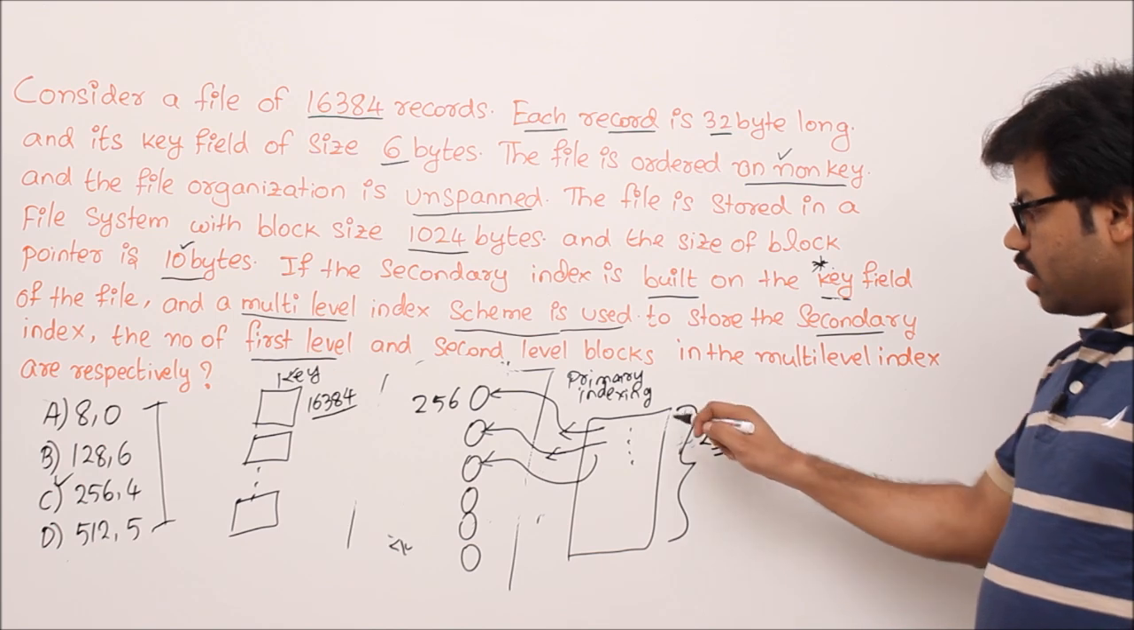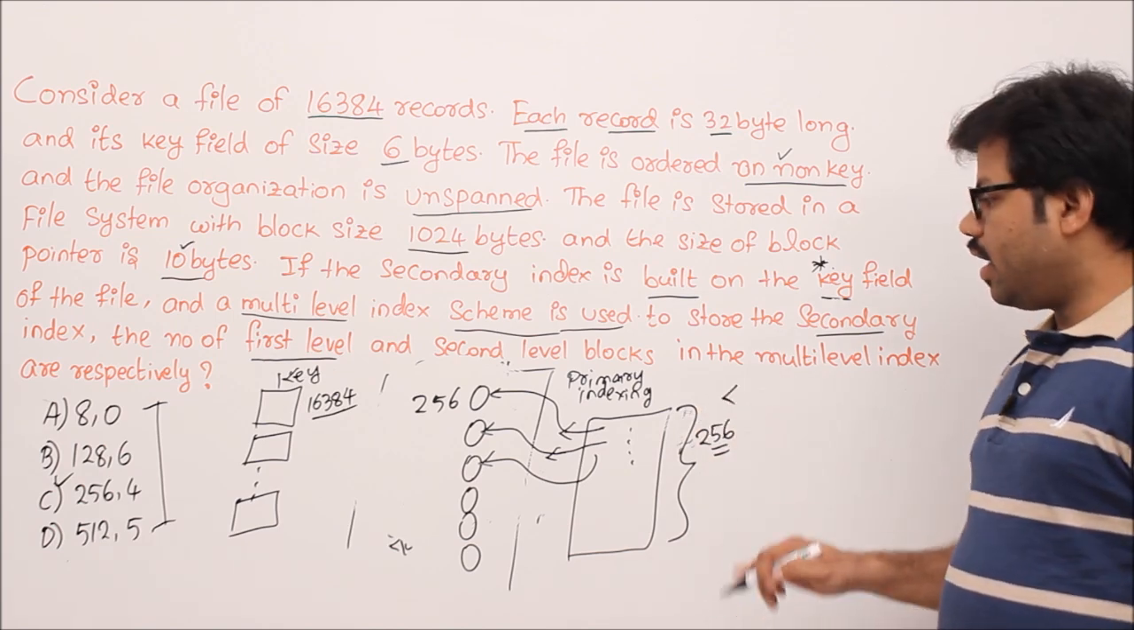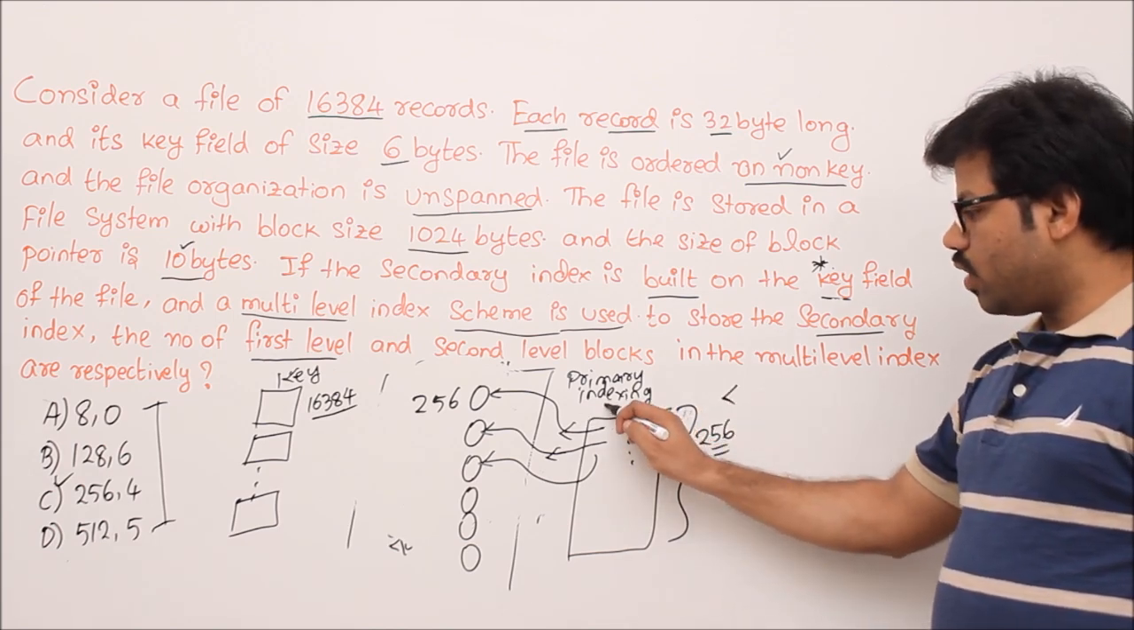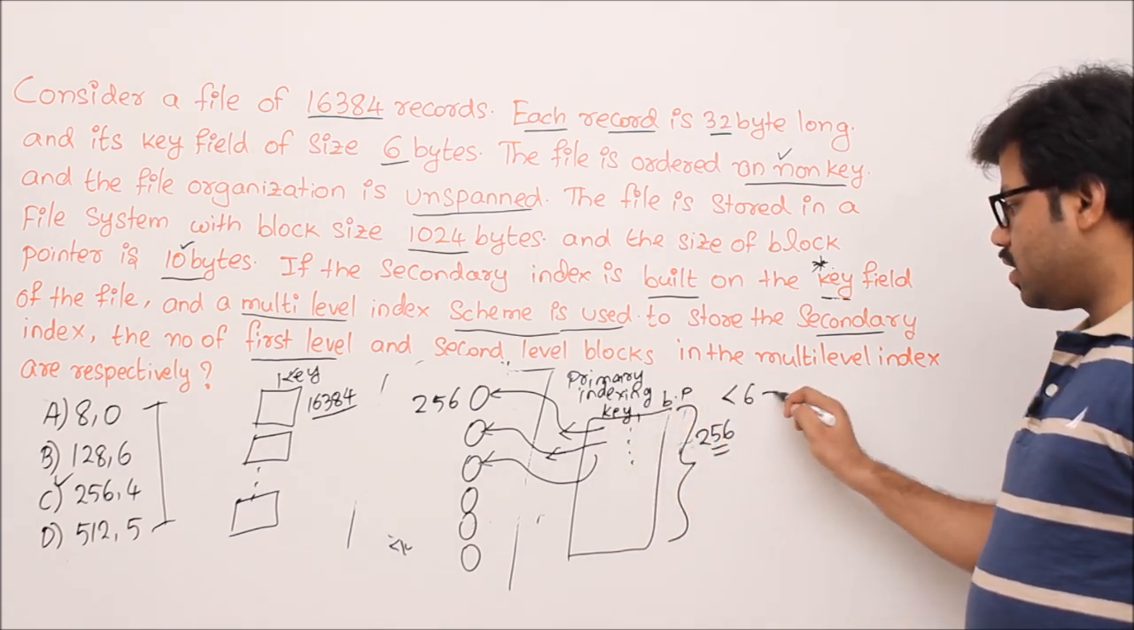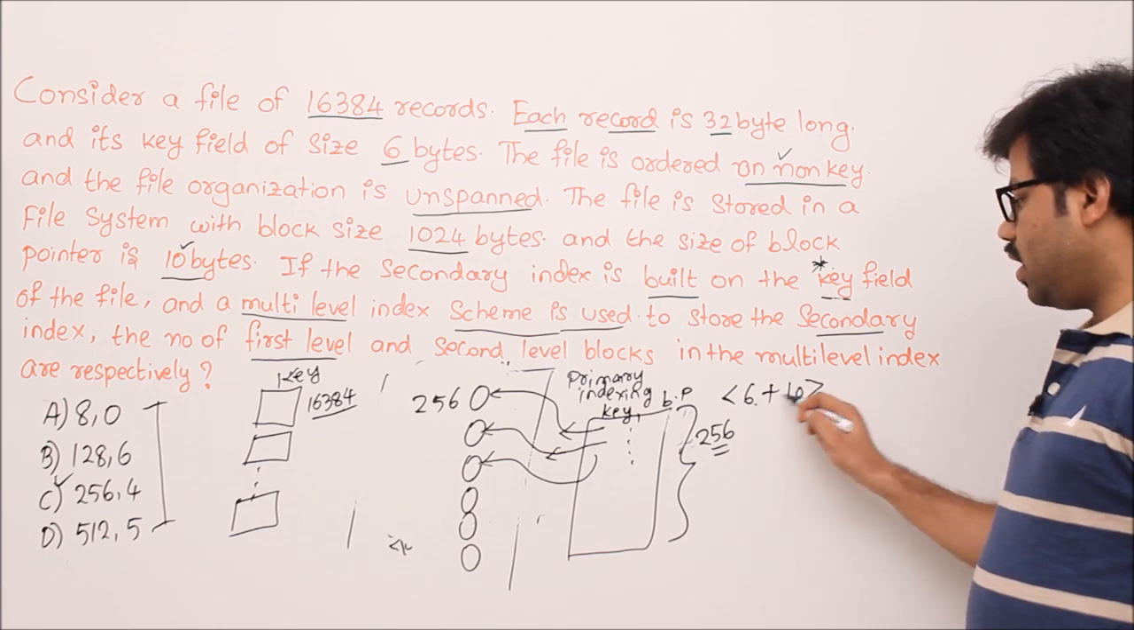And one more thing, what is the entry size? Let's calculate. If you want to know the entry size, what are the things you are keeping in primary indexing? Key field and block pointer, right? Key field is 6, block pointer is 10, 6 plus 10, 16.